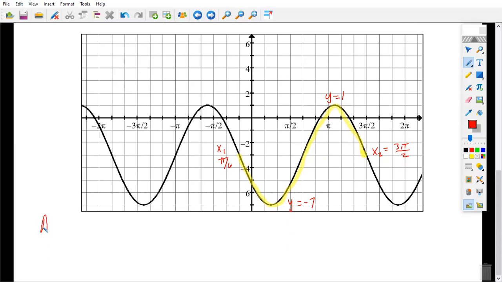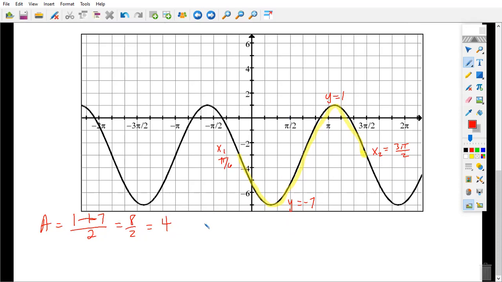So your A value equals your max minus your min divided by 2. Well, our max is 1. Our min is -7, and then divided by 2. A negative times a negative makes a positive. So this is actually 8 divided by 2, which is 4. So our A is going to be 4.